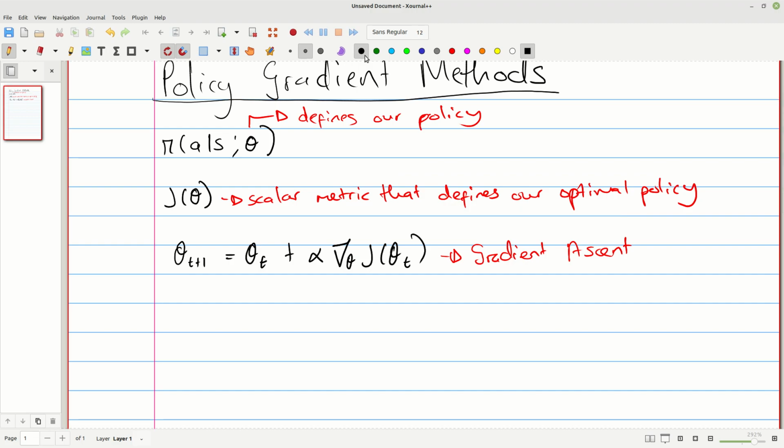So now what metrics can we use to define optimal policies? What we're asking here is what values of J theta could we use to define what our optimal policy is? I'm going to go through a few different metrics that we could use. The first one I'm going to go through is called the average state value.